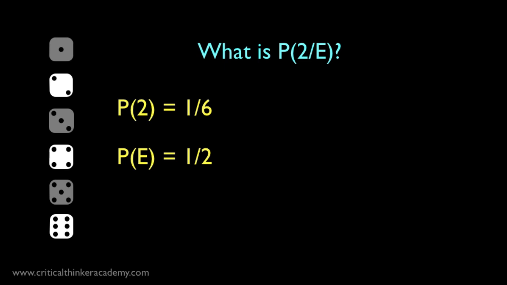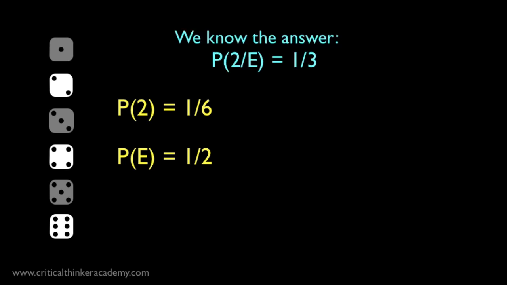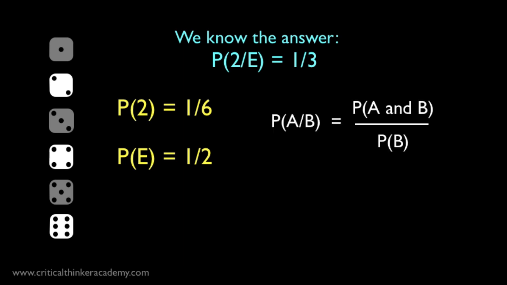So a natural question to ask is, what is the probability of rolling a 2 given that it's even? And we know the answer to this just by inspection. If the dice roll is either a 2, a 4, or a 6, then the probability that it's a 2 is just 1/3. Now let's see how this answer squares with our definition of conditional probability. Here's our definition in terms of general events A and B. The probability of A given B is equal to the probability of the conjunction of A and B divided by the unconditional probability of B all by itself.